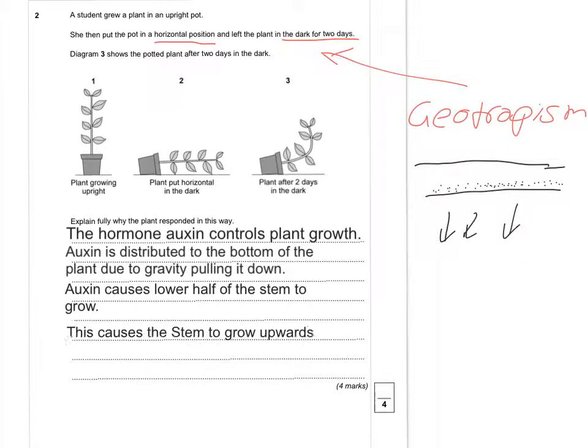Now, bearing in mind this is only for the stem, in the roots it's the opposite. It's the side that's got the least amount of auxin that is going to grow the most. And that's what makes the roots grow down. Okay, so in the roots, so we'll just label this as a stem.